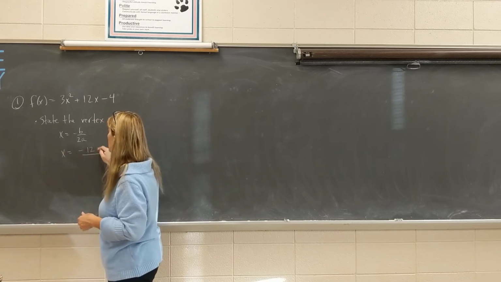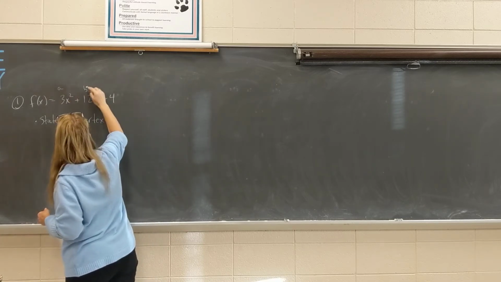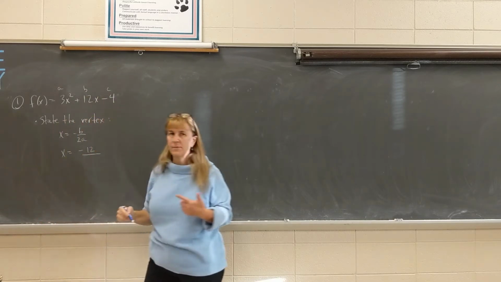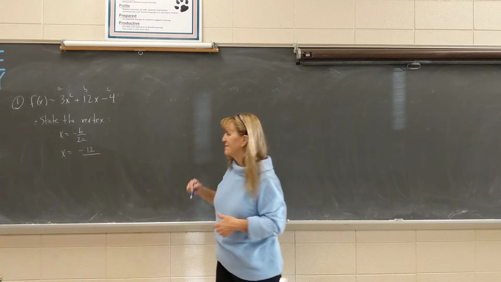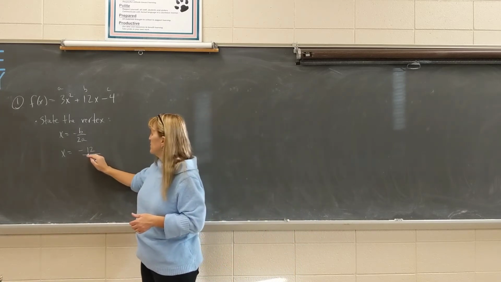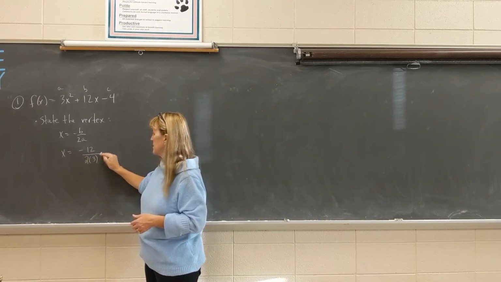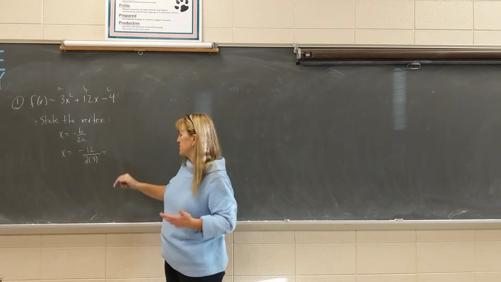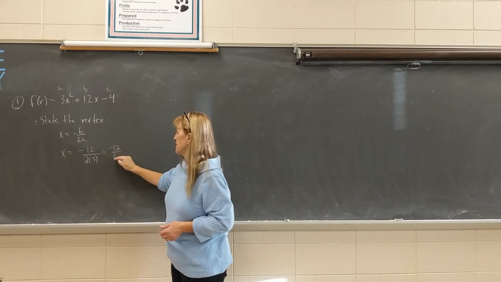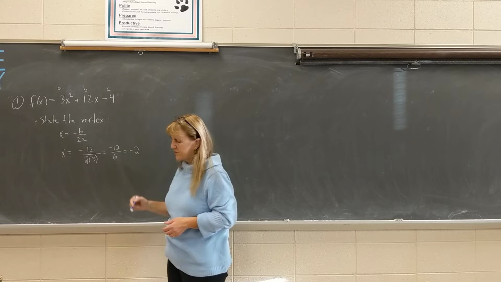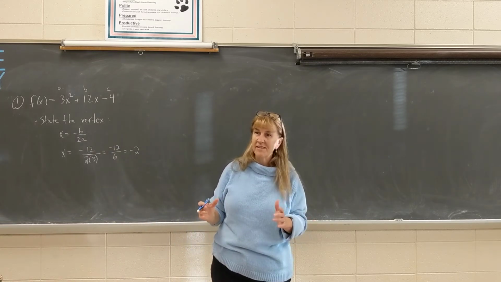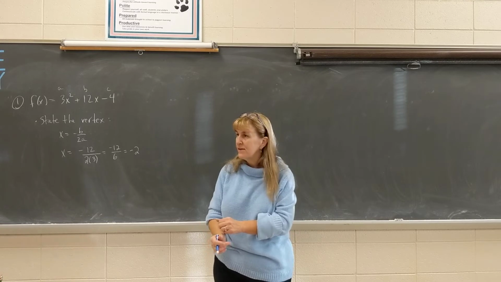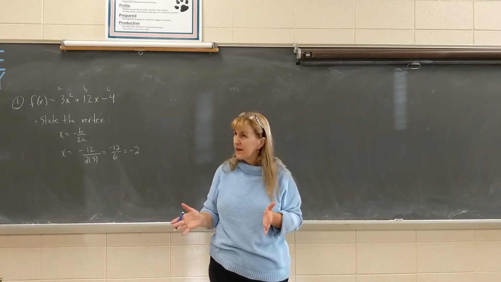Okay, so in this case, I have negative b over 2a. That's negative 12. This is my a, this is my b, this is my c. A is 3, b is 12, and c is negative 4. Although I don't need c, do I? So I have negative 12 over 2 times 3, which is 6. Negative 12 over 6 is what? Negative 2. That is only the x coordinate. It's not the vertex. A vertex is an xy coordinate point.